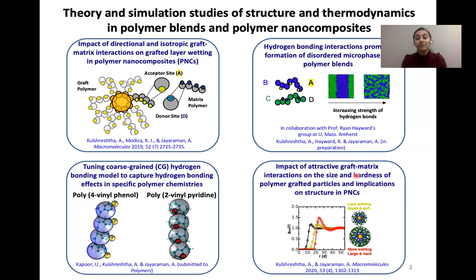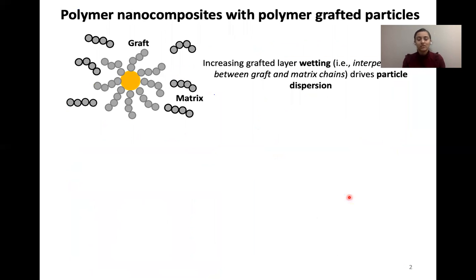the impact of attractive graft matrix interactions on the size and hardness of polymer grafted particles and its implications on structure in polymer nanocomposites. So just a brief background of what has already been done. In polymer nanocomposites with polymer grafted particles, the dispersion and aggregation of grafted particles in polymer matrix is linked to the interpenetration between graft and matrix polymers and the design parameters that increase grafted layer wetting drive particle dispersion.